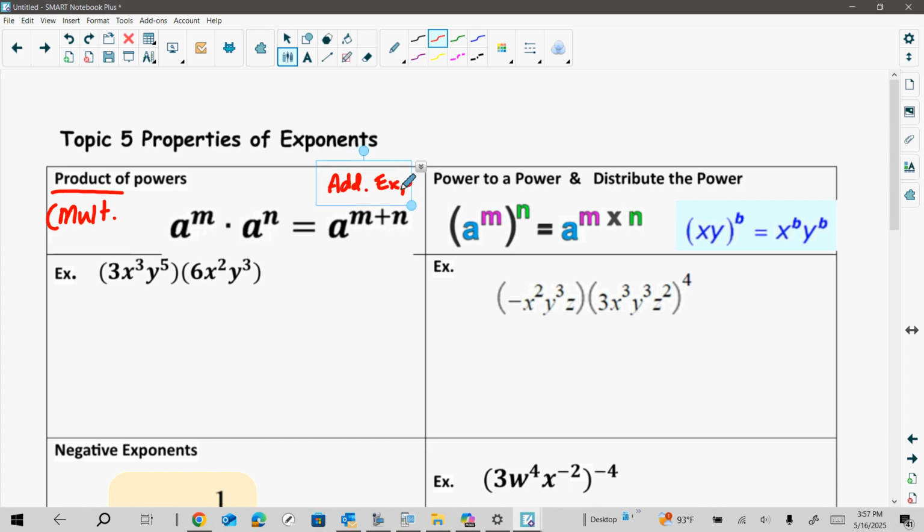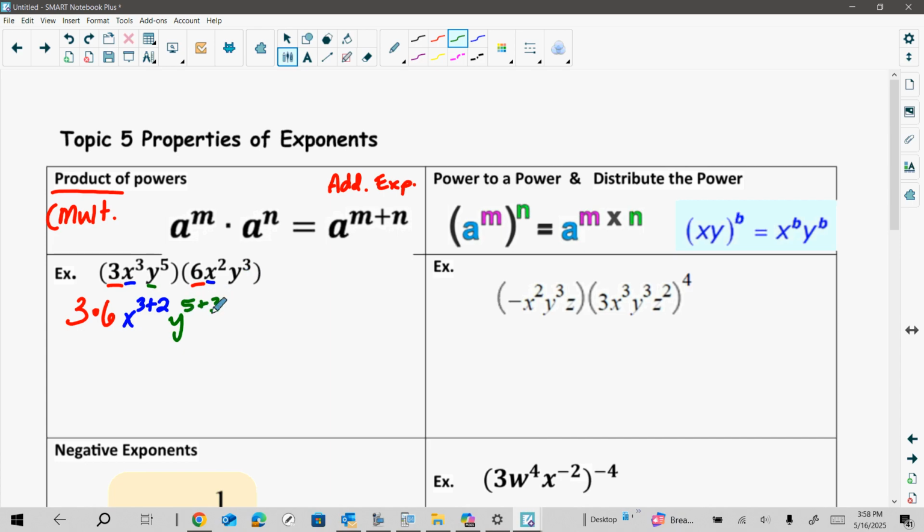So I'm just going to abbreviate that. Now, if you have numbers, you still multiply numbers together. So like the 3 and the 6 is still going to get multiplied together. But then I go to the base of an x, all right? And so I take that exponent of 3 and I add it to the exponent of 2 on the x's. And I look at my base of a y to the 5th times y to the 3rd. That means I'm doing y to the 5th plus 3, okay?